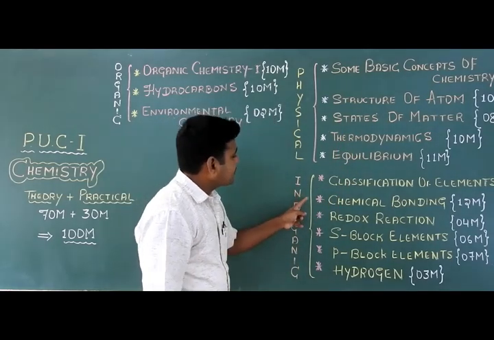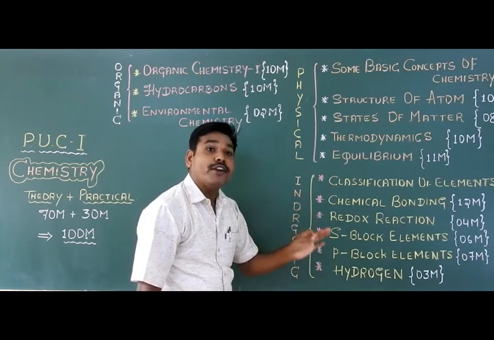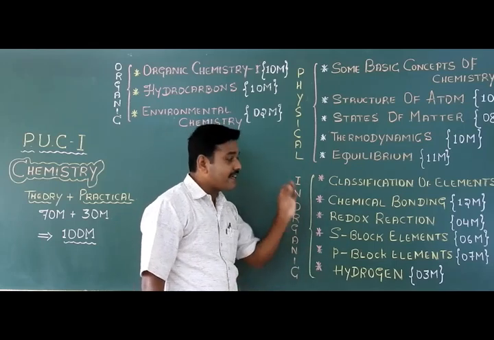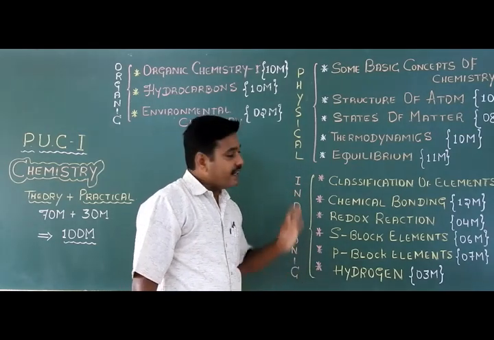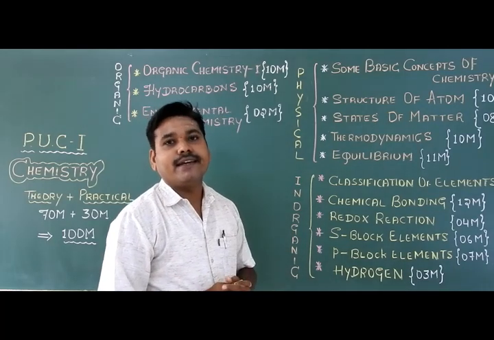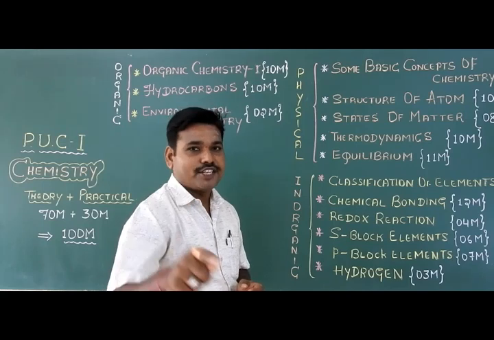Okay, now the next one, the second chapter in the inorganic section, is chemical bonding. A very important chapter in chemistry is the chemical bonding chapter. And the total weightage of this chapter is nearly about 12 marks in the final examination.